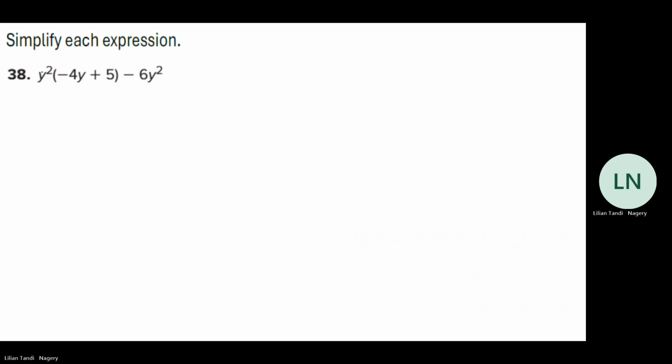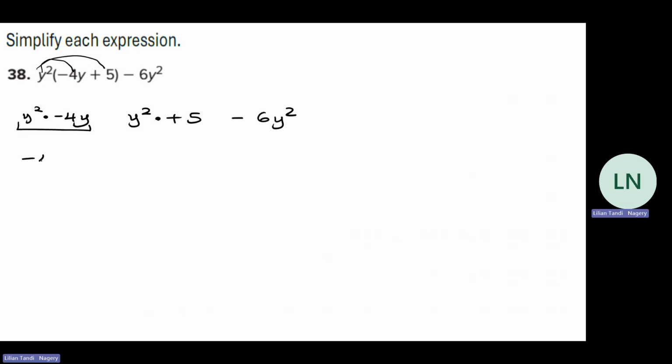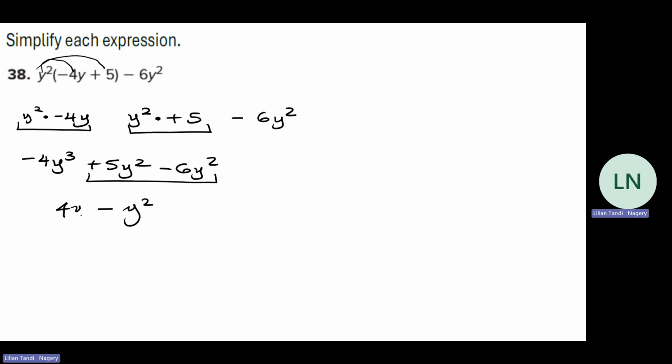Okay. You multiply that there. So y squared multiply negative 4y, y squared multiply positive 5 minus 6y squared. This becomes negative 4y cubed. This becomes positive 5y squared minus 6y squared. These are friends. 5 minus 6 is negative 1. We don't write the 1, so we'll just write negative y squared. And you bring down what you did not use. And you box your answer.